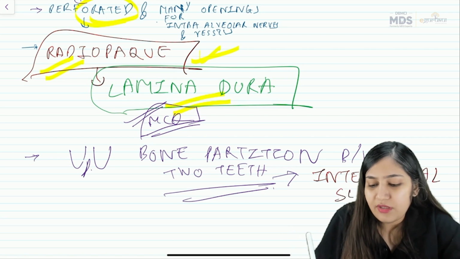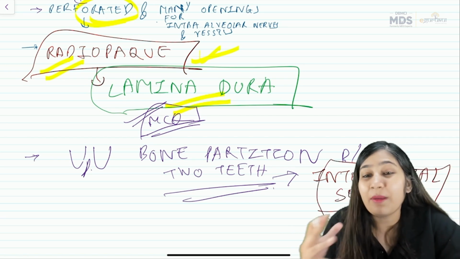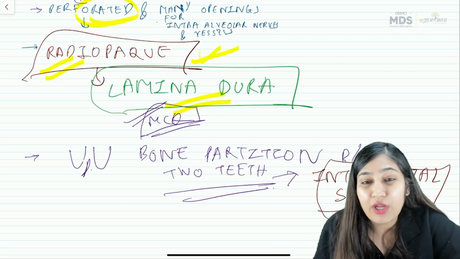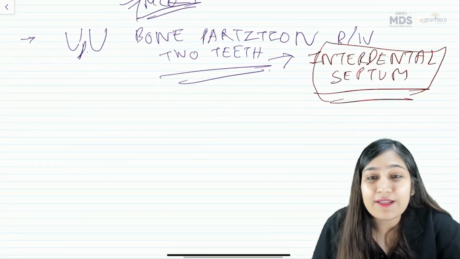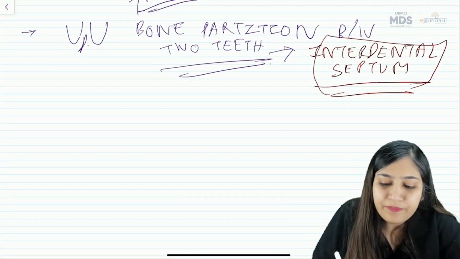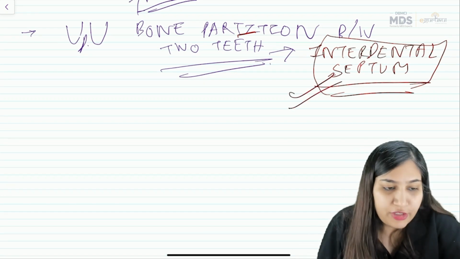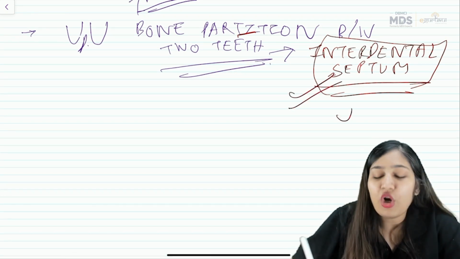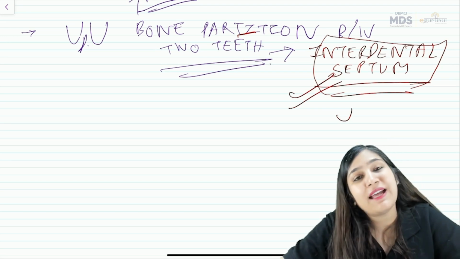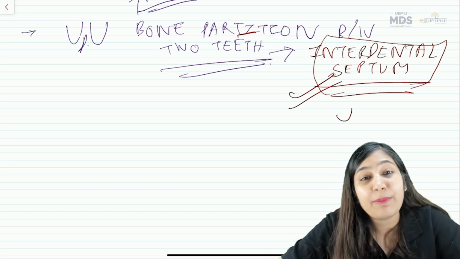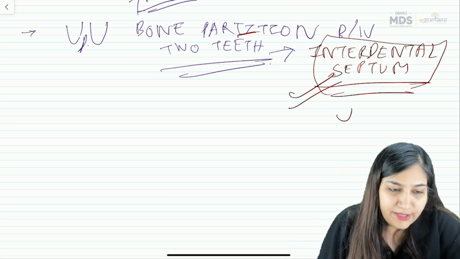So many terminologies we are seeing in alveolar bone proper: cribriform plate, lamina dura. Now coming to interdental septum. The bone partition between two teeth is known as interdental septum. It is made up entirely of cribriform plate.